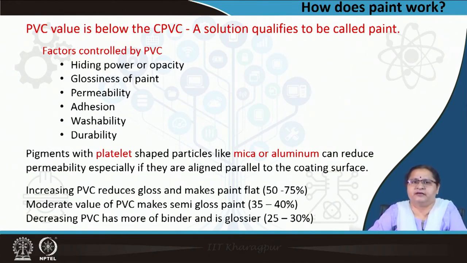And you see here, increasing PVC reduces the gloss and makes the paint flat, and we say usually CPVC is achieved below that. 50 to 75% of PVC, we call it flat paint. Next is the semi gloss paint, 35 to 40% PVC value. And the glossier is 25 to 30% of PVC value.